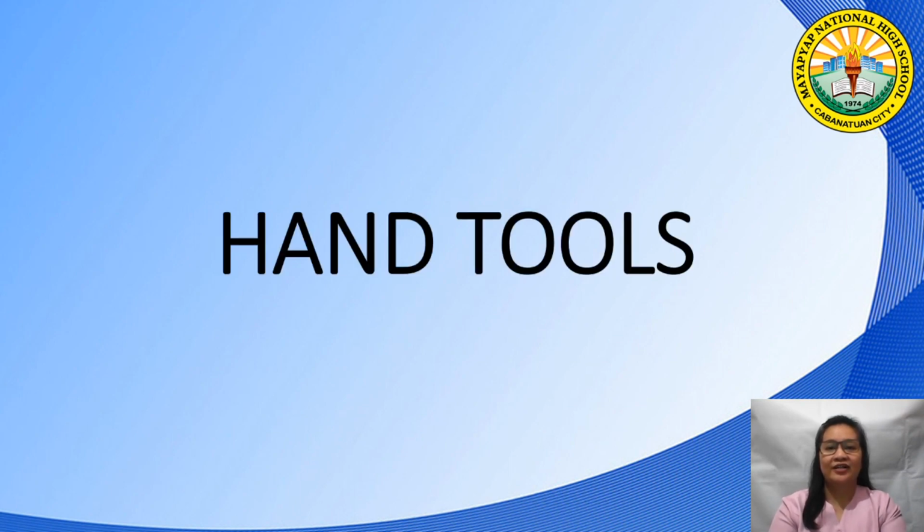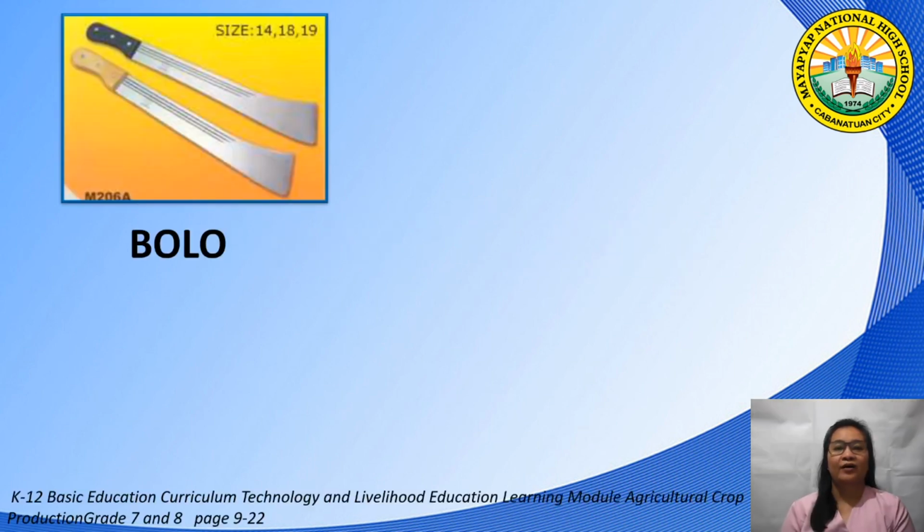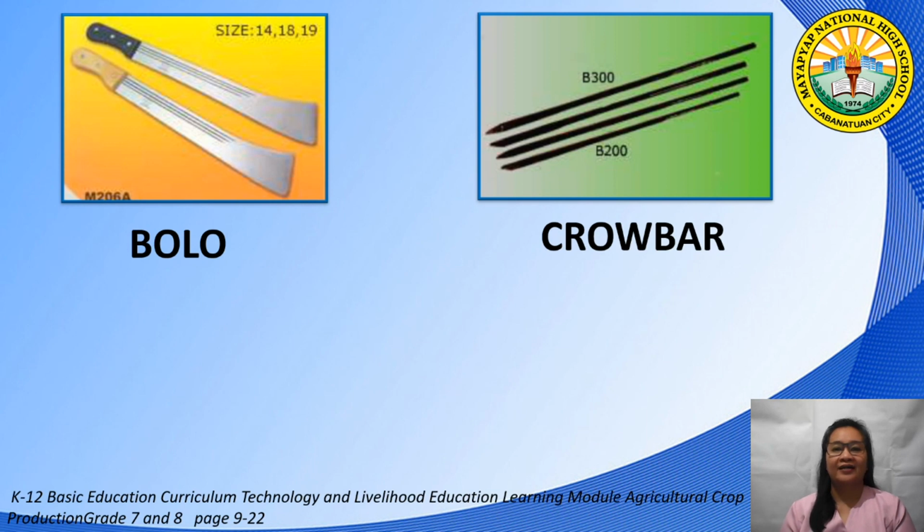Hand tools are usually light and are used without the help of animal or machine. They are being used in performing farm activities which involve small areas like school garden and home garden. These are examples of hand tools. Bolo. Bolo is used for cutting tall grasses and weeds and chopping branches of trees. Crowbar. It is used for digging big holes and for digging out big stones and stumps.